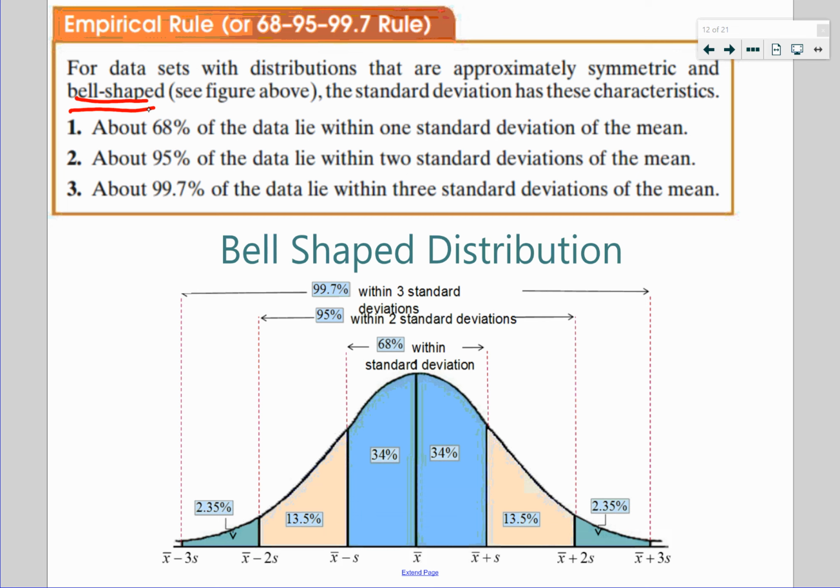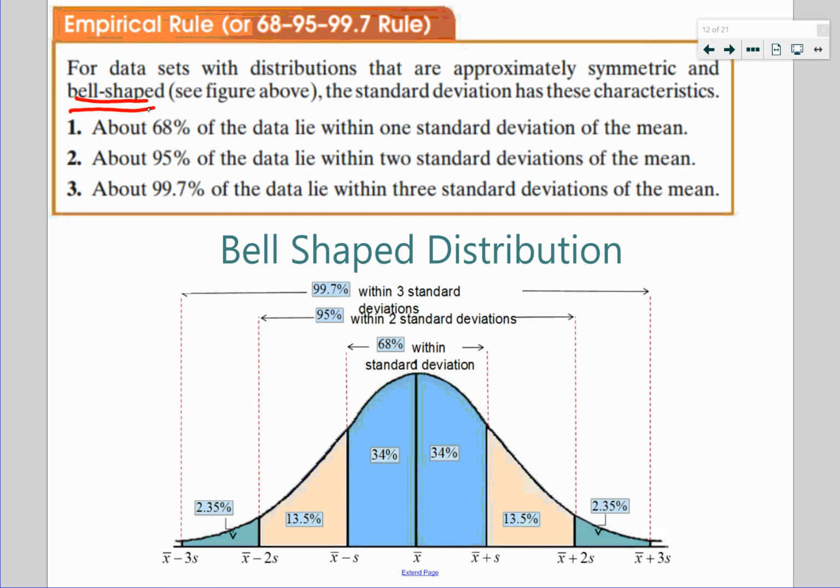If we are within one standard deviation of the mean, to the left and to the right, 68% is within one standard deviation, which means if we break that in half, 34 is on one side and 34 is on another side. If we are within two standard deviations of the mean, 95% is there. And we've already got the 68% in the middle, so that leaves us with 27%. Break that in half, that's 13.5 and 13.5. And then finally, within three standard deviations is 99.7% of our data, which gives us 2.35 and 2.35 in those little tails at the end.